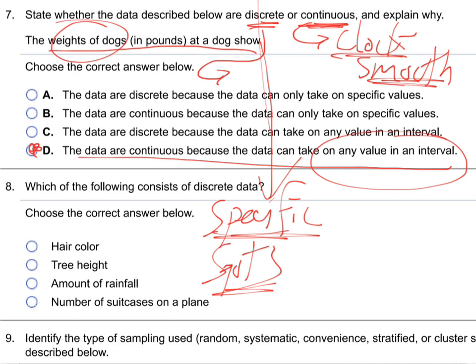But then things like objects, if there are 3 apples, the total number of objects would be discrete. Right. So let's look down to number 8. It says, which of these are discrete? So discrete is specific values, not any value. Hair color, tree height, amount of rainfall, number of suitcases on a plane. Exactly. You can't have 3.5 suitcases, right? You either got 3 or 4. That's discrete.